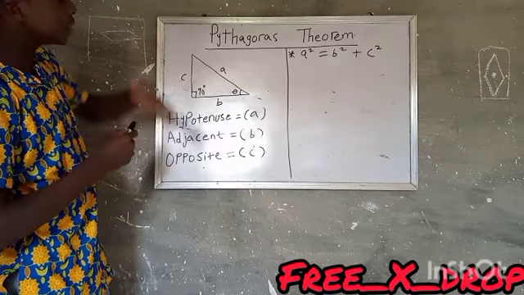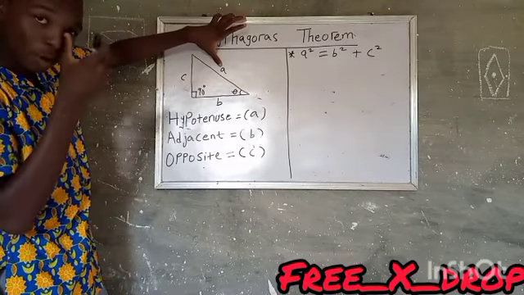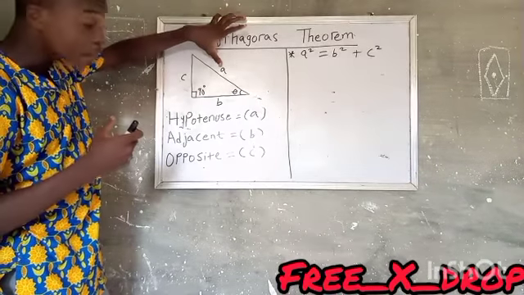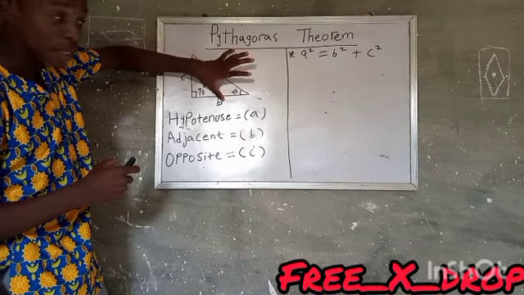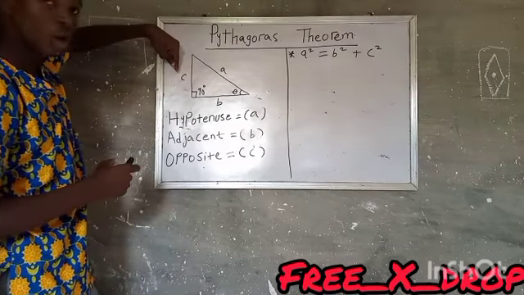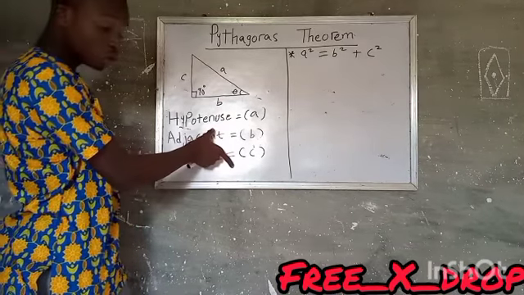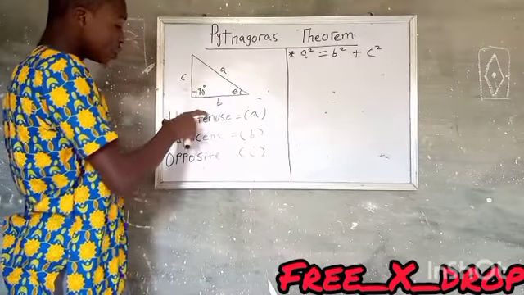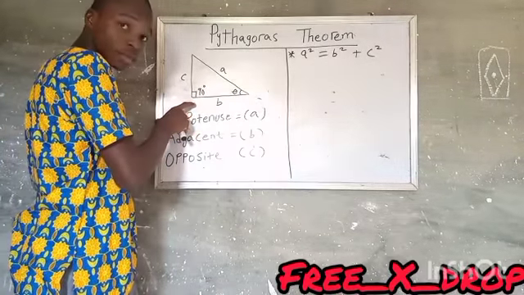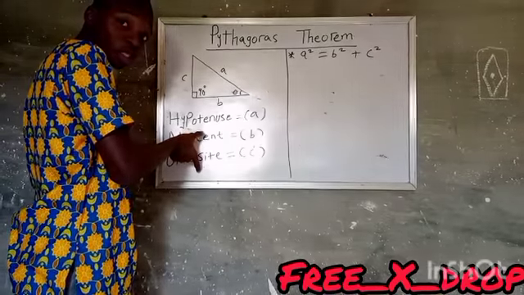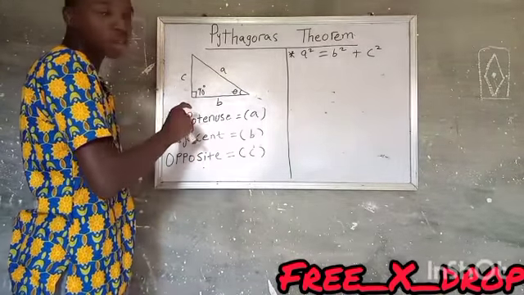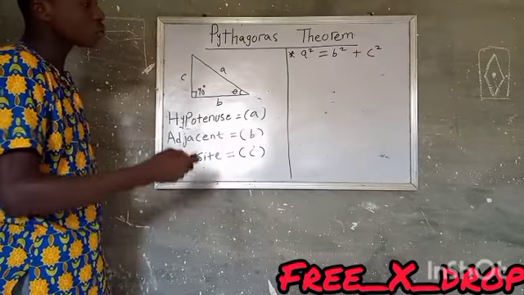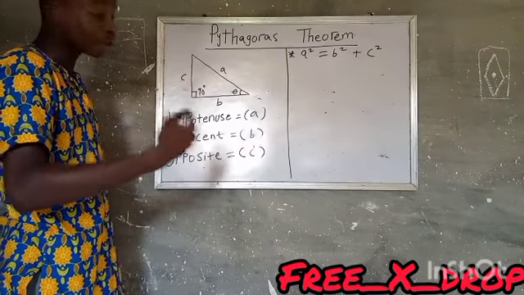So the square of this number which you are looking for is equal to the square of b plus the square of c. So when you square these two and add them together, you will get the square of this. When you square the adjacent and the opposite, adding them together, you will get the square of the hypotenuse. I will show you some examples to explain how that works.